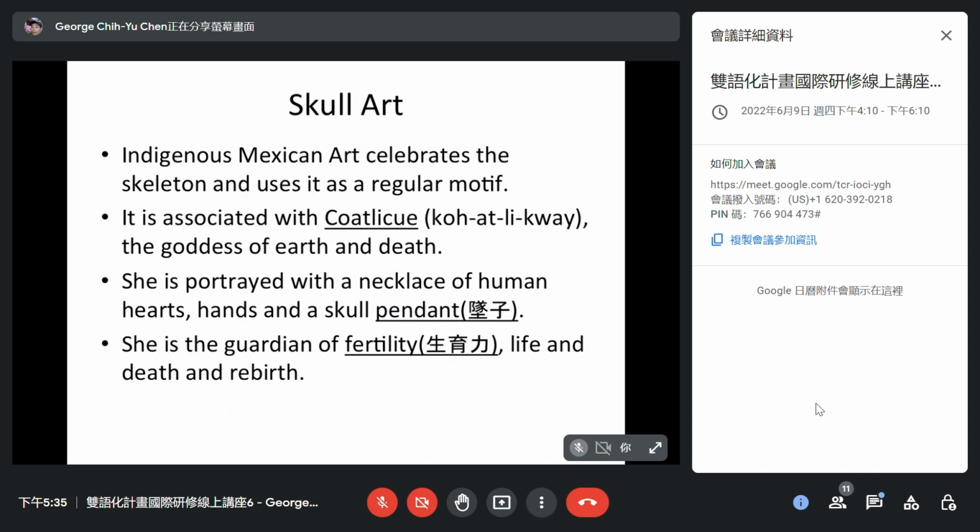And that is why when you go to Mexico, don't be surprised to see a lot of skull-related motifs. In Asia, in Chinese culture, many people think that is a taboo. 那是个禁忌. But for Mexicans, it's a celebration.